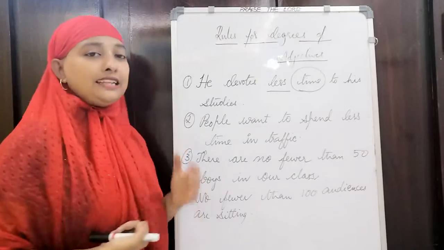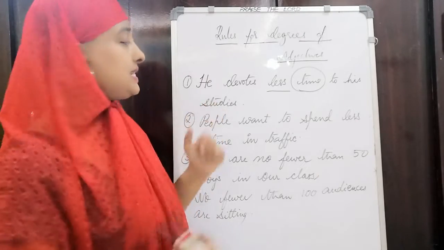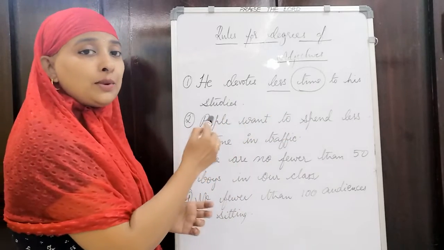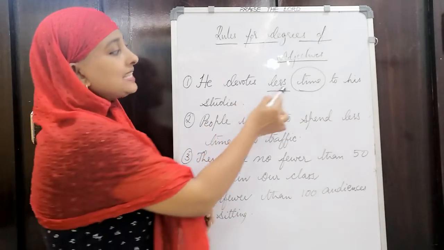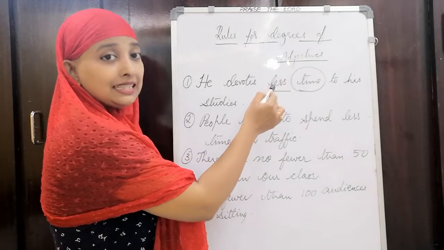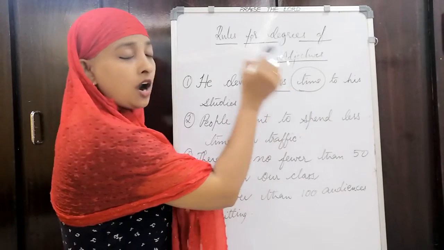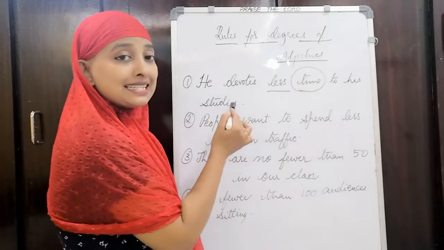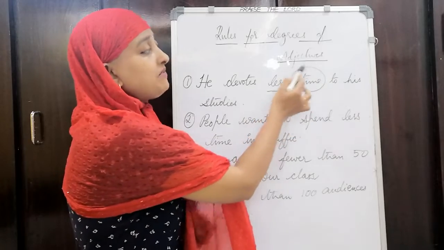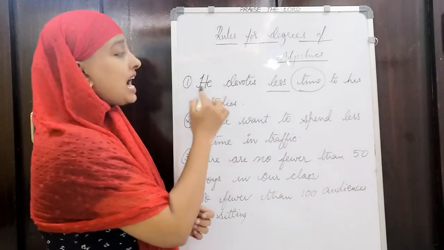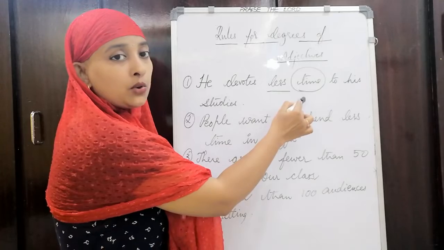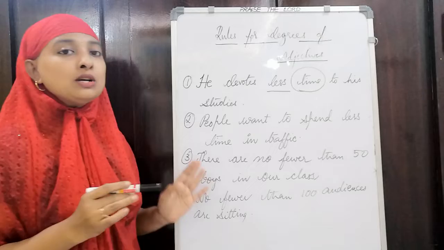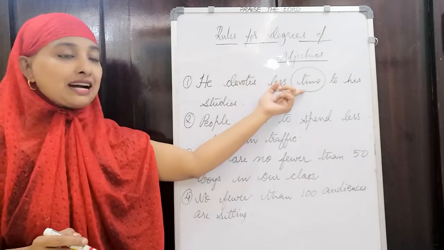So if you look at these examples, he devotes less time to his studies. Here, less is the adjective being used for time, okay. So he devotes less time to his studies. Here time is uncountable, as we have seen. We can't say he devotes fewer time, okay. It can be said like he devotes less time to studies because it is uncountable when it comes to time.